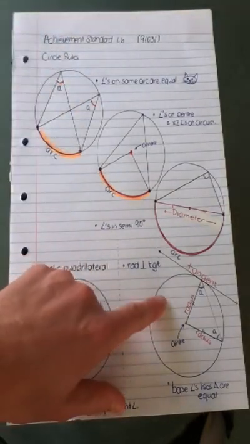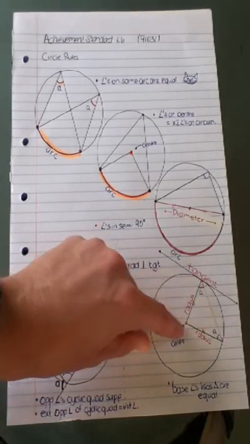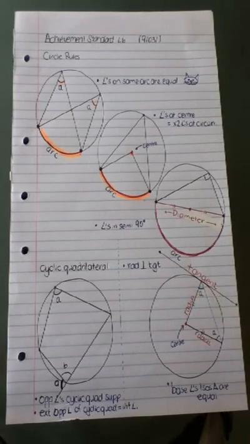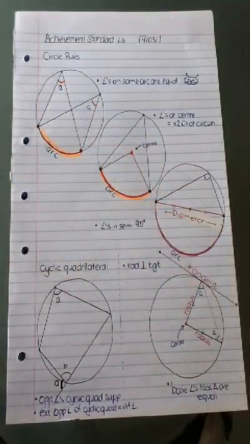The next one down here involves using radius. If I have a radius here and a radius here, I create an isosceles triangle. So this is base angles of an isosceles triangle are equal. That's A equals A.